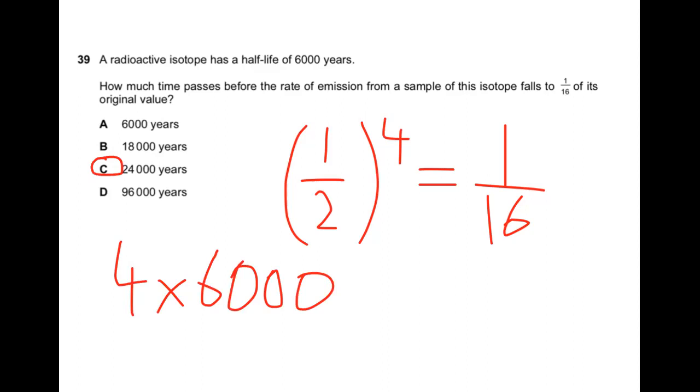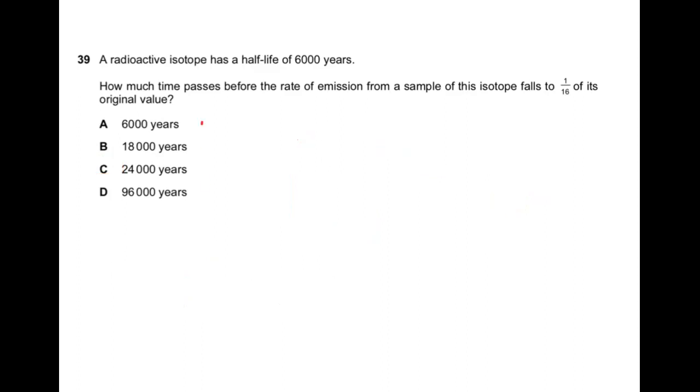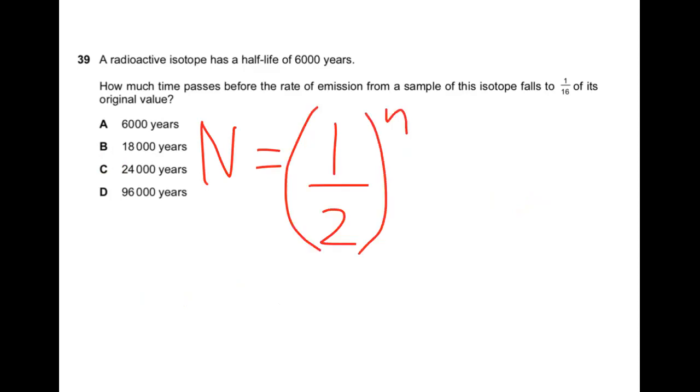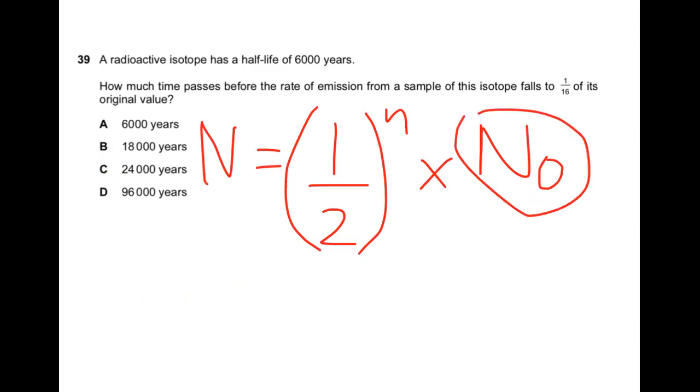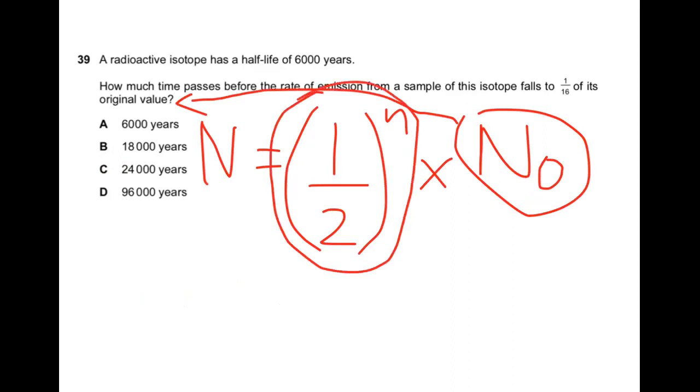Now again, if we use the formula over here, the formula is: if this is the original value, and this part has to be equal to 1/16, so that's why n will be equal to 4. So 4 times 6,000 will be 24,000.